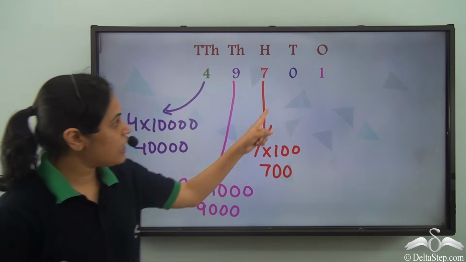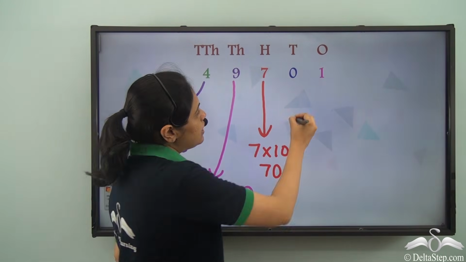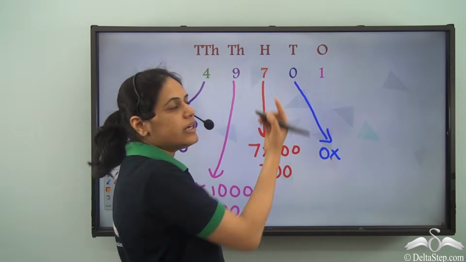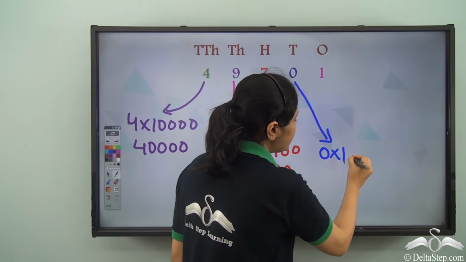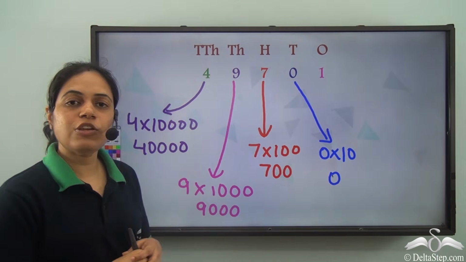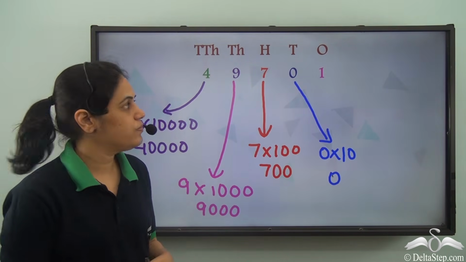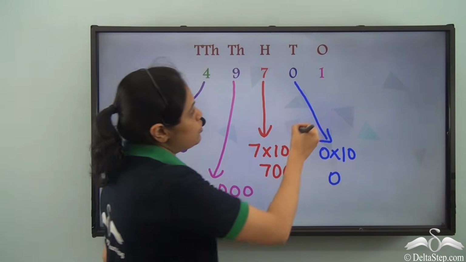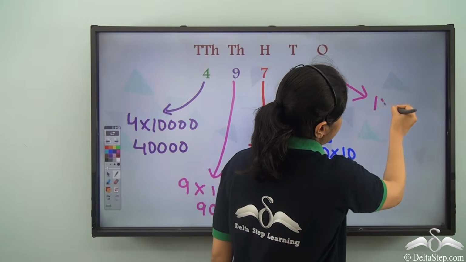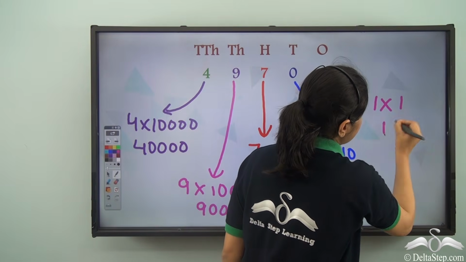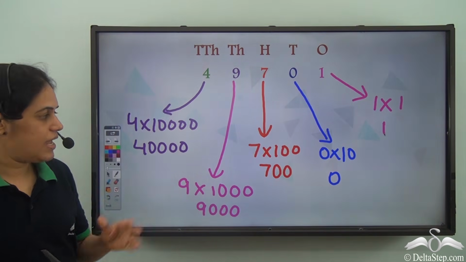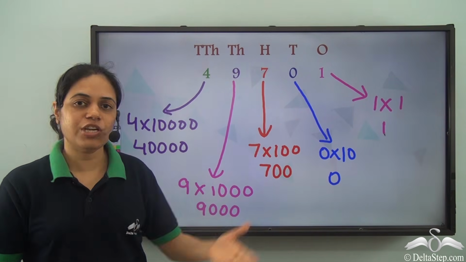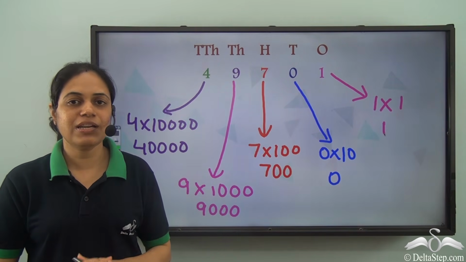Now what is the place value of 0 here? The place value of 0 will be 0 into 10. But 0 into anything is 0. So the place value of 0 will always be 0. And what is the place value of 1 here? So 1 is in the ones place. So the place value will also be 1. And this is how I can find the place value of any digit in a given 5-digit number.